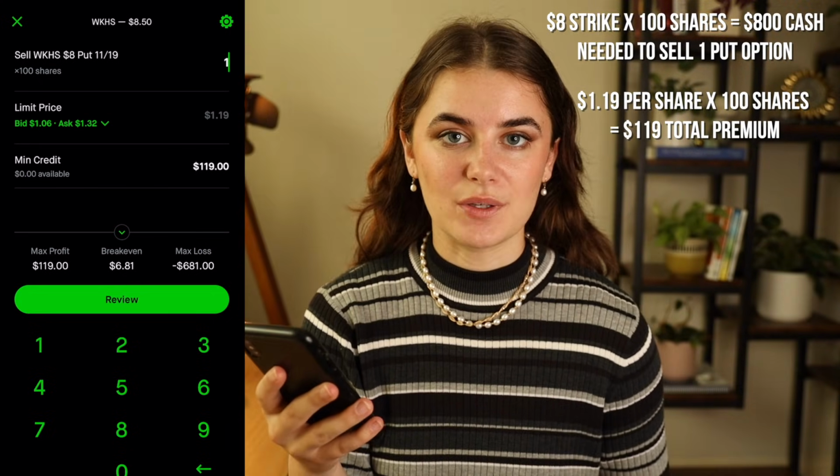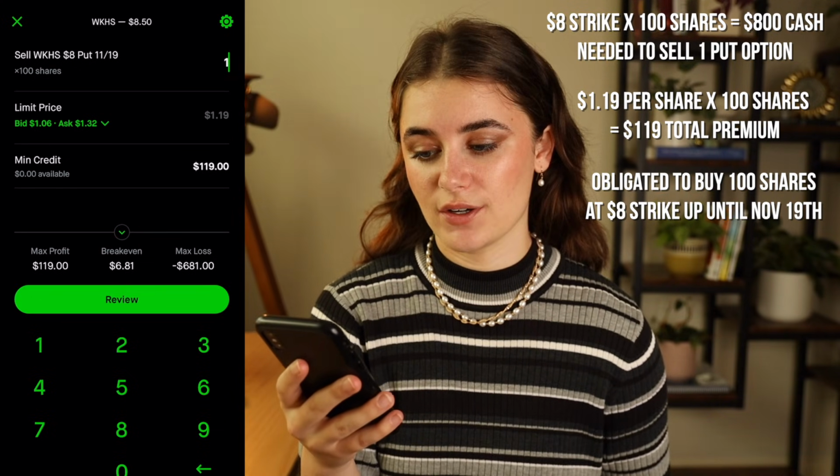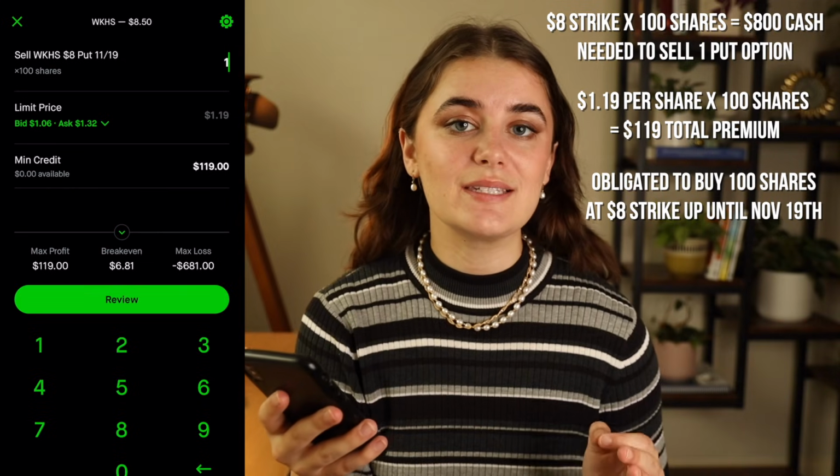By selling this put, we will now have the obligation to buy 100 shares of Workhorse stock for $8 a share up until November 19th. Now I want to go over 2 scenarios that are possible when you sell a put option. These are when your option is out of the money and in the money. I want to show what the profits and losses can look like in each of these 2 scenarios.